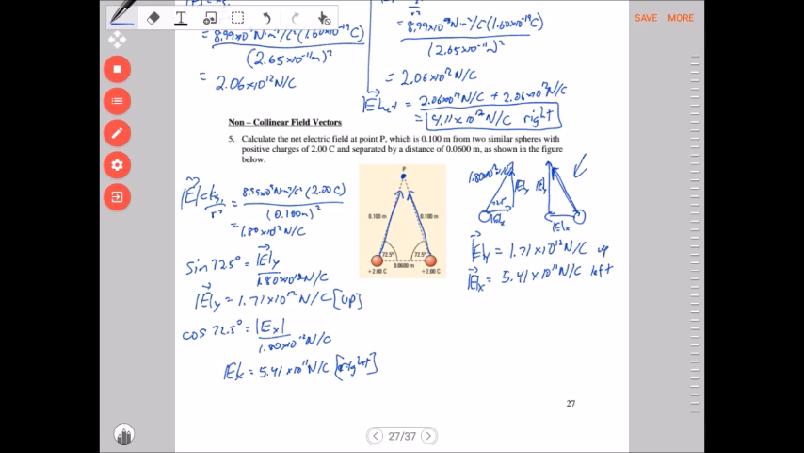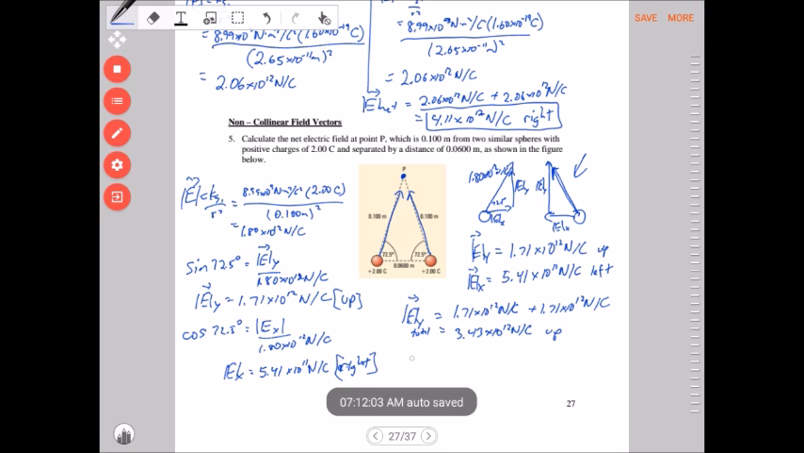So when we figure out the net electric fields for the Y and X direction, so EY total, or resultant, so that's 1.71 times 10 to the 12 newtons per coulomb plus 1.71 times 10 to the 12 newtons per coulomb. So that one works out to, using all your digits, 3.43 times 10 to the 12 newtons per coulomb up.